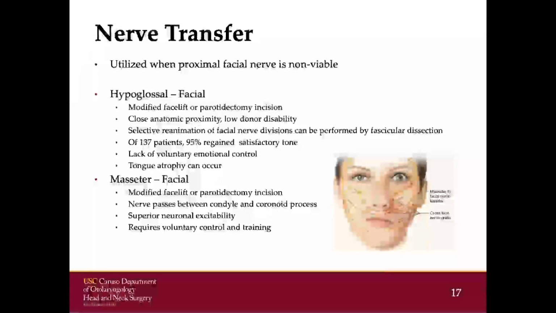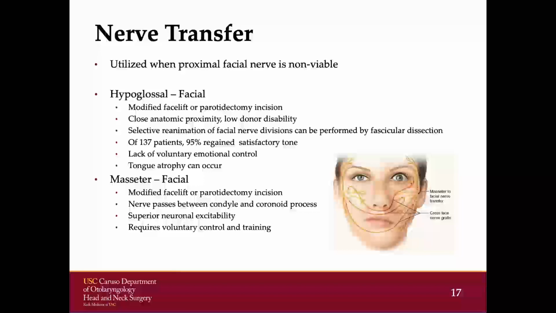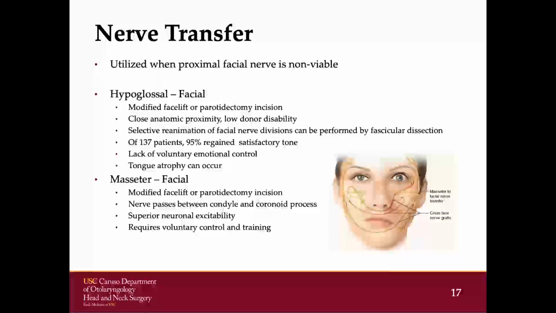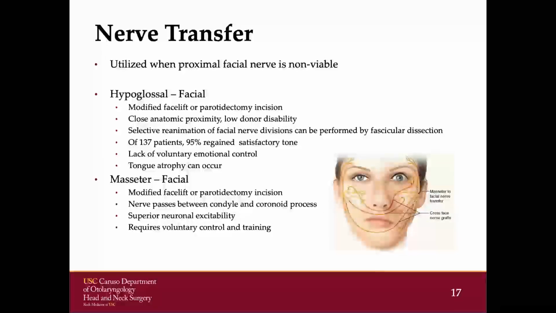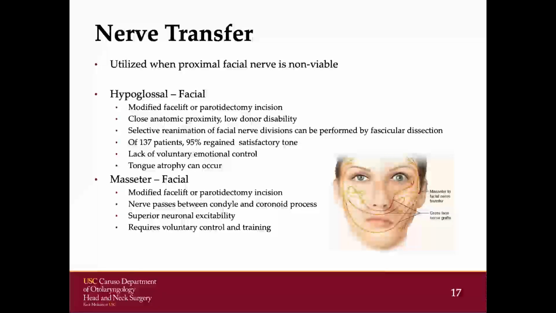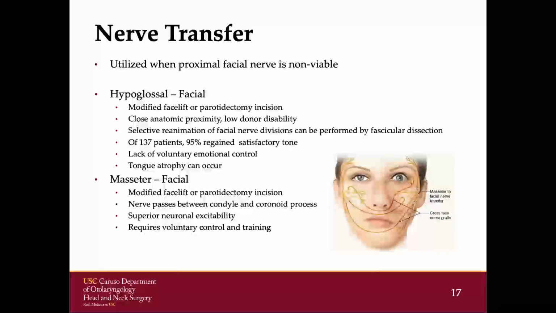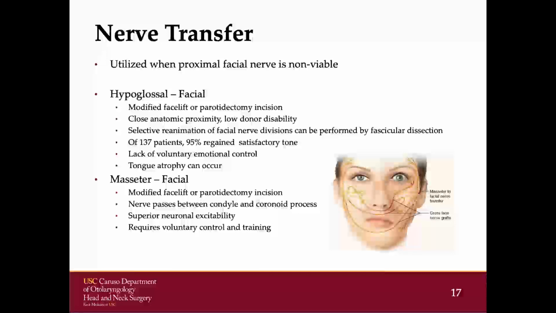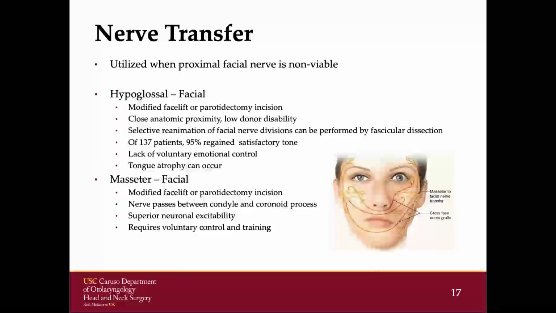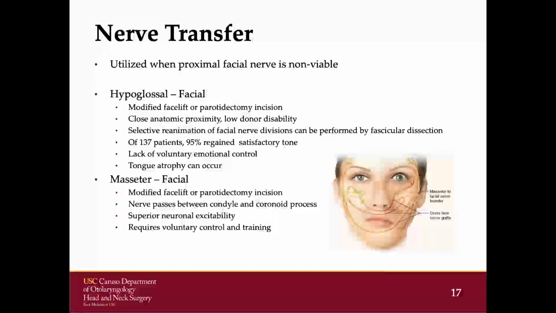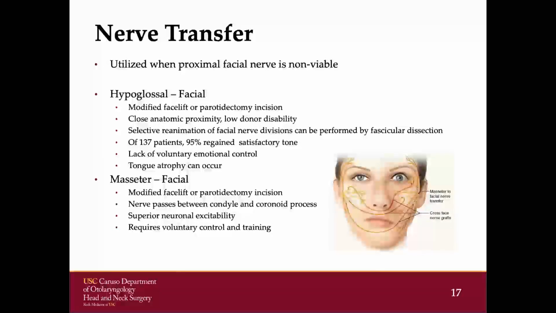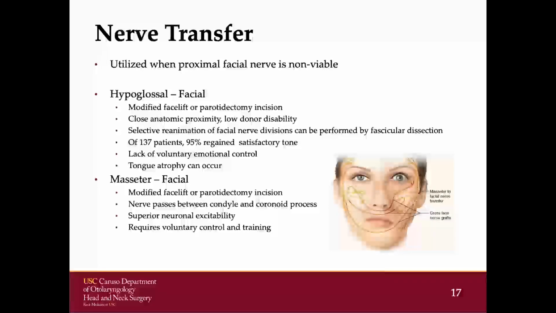Nerve transfer is pursued when the proximal facial nerve is non-viable, and the most well-known of which are the 12-7 and the 5-7. Other nerves such as 11 and 7 and the phrenic nerve have been attempted in the past, but they have not demonstrated satisfactory results. And as a useful rule of thumb from Dr. Moyer's didactic lecture, the hypoglossal transfer can be considered to provide superior tone, while the masseter generally provides superior power. Both of them can be accessed through a modified facelift or parotid incision.